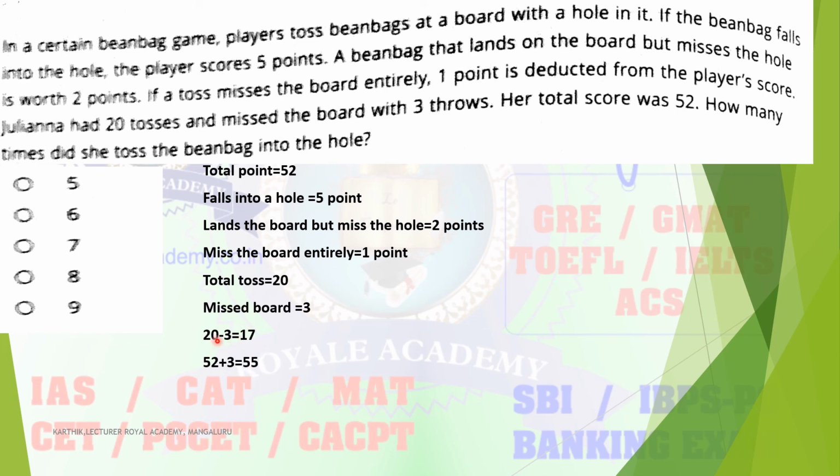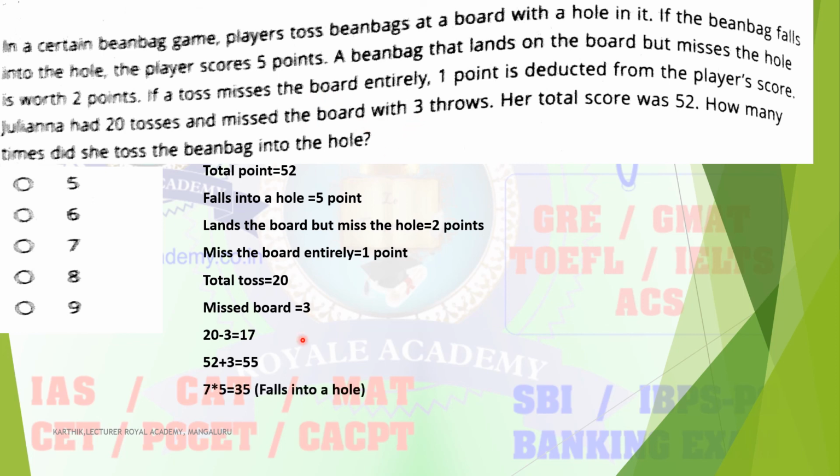And in that 20 toss, 3 is already missed. So remaining is how much? 17 toss. And 3 is already deducted. So that deducted score you have to add to the total score. That is nothing but 55. Actual score is 55. In that, 3 score is already deducted. Why? Because she missed 3 throws.